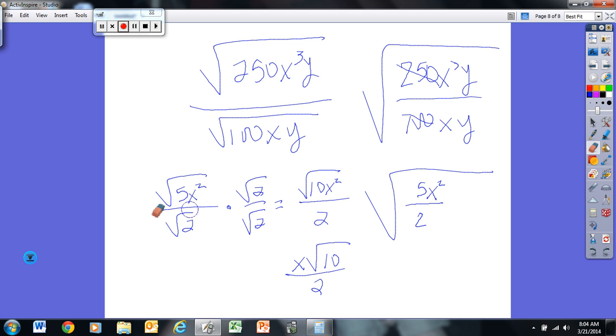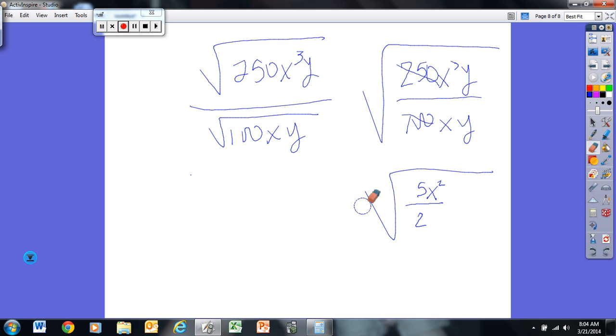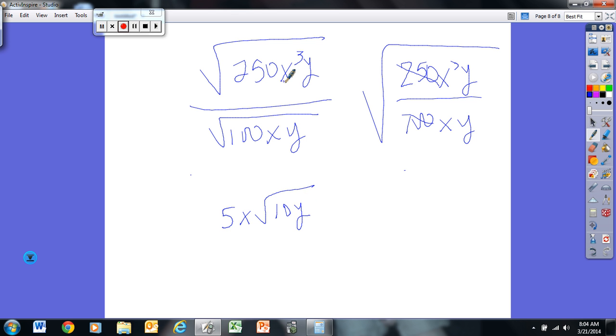Now, let's back up. What I could have done is I could have simplified the top and the bottom separately. So let's see what would happen if I did it that way. The top would simplify into 25 and 10, so 5x root 10y, right? Because I would have 3 x's, take 2 out and put 1 down. I'll leave 1 underneath. And then the bottom, the square root of 100 is 10, and then I would just leave it as the square root of xy. So now I can say 5 over 10 is the same as 1 over 2.